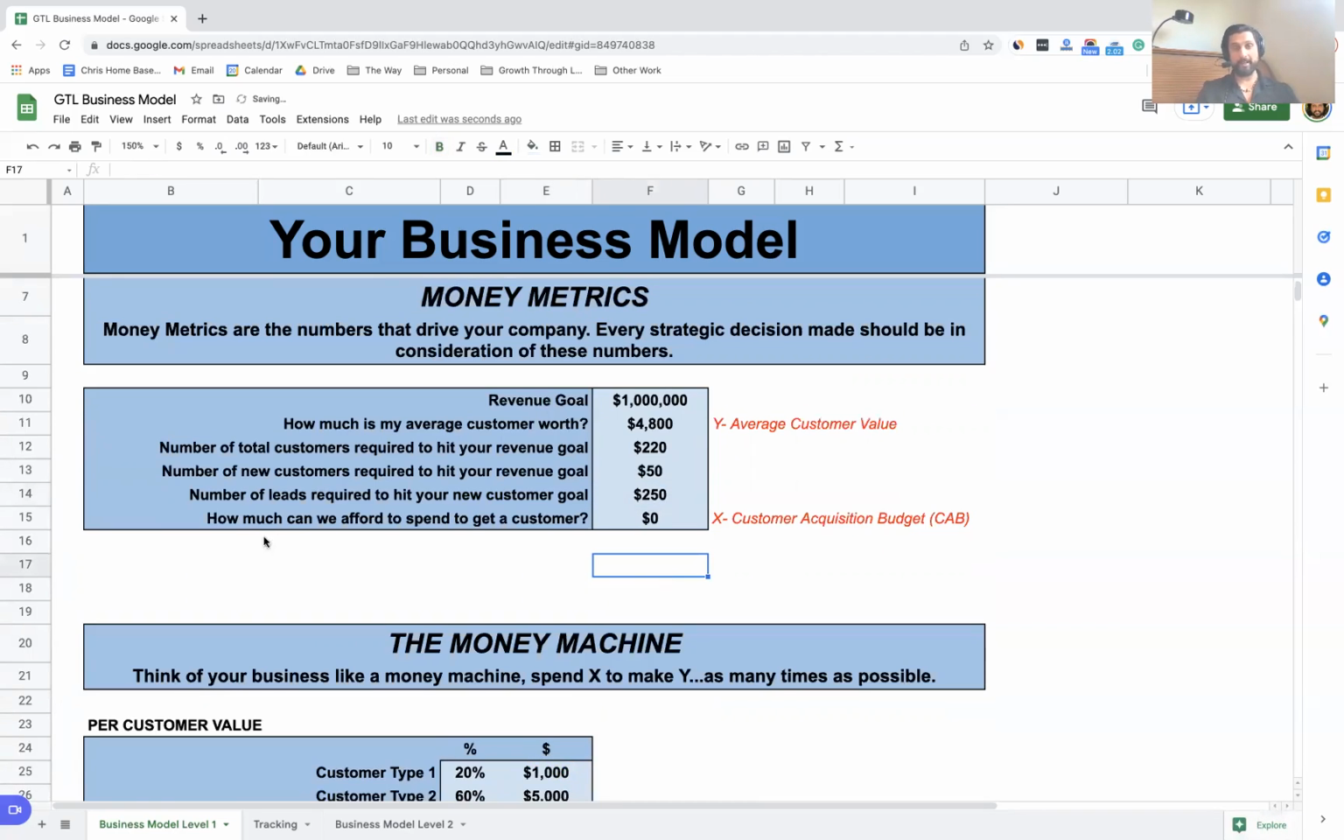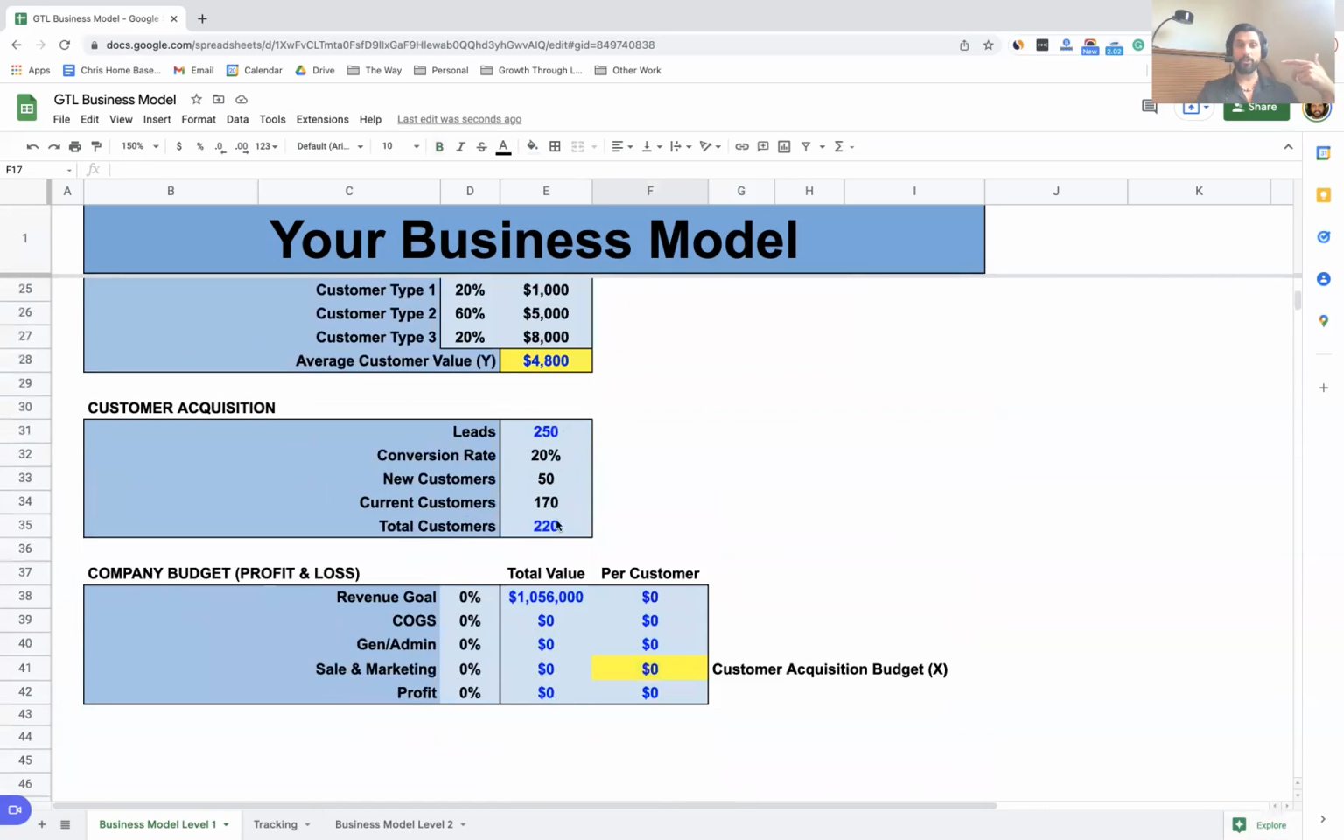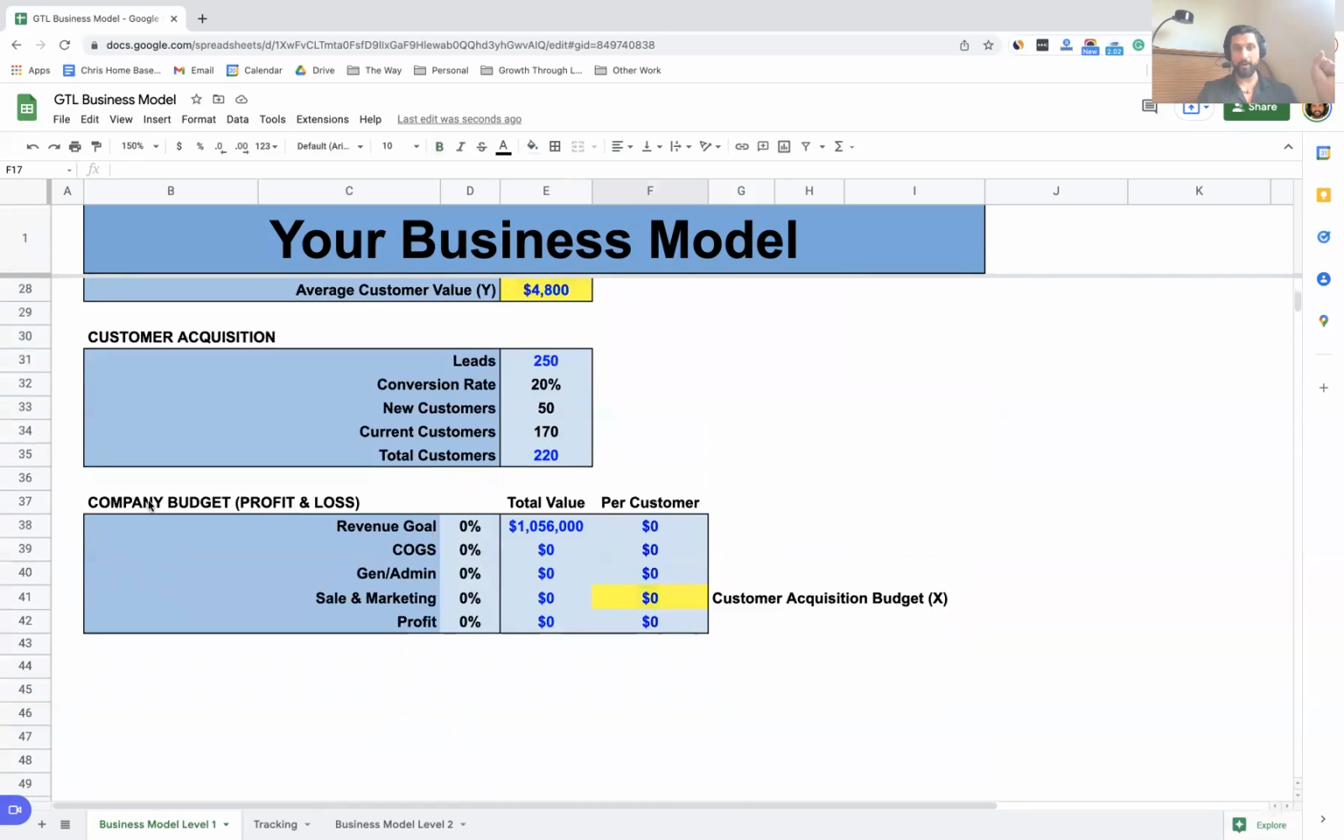Now the last number: how much can I afford to spend to get a customer? This is the customer acquisition budget. So let's go down here to our P&L. This is our company P&L. On a P&L, you have these basic line items. You have your top line revenue. Underneath your top line revenue is your hard cost of goods sold. Say you've got a water bottle. You have to buy this water bottle before you sell the water bottle. How much did the water bottle cost you? That's your hard cost of goods sold.